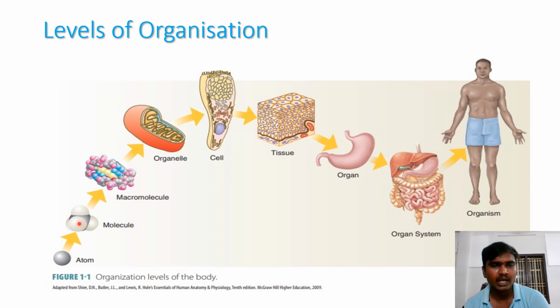And levels of organization. First, atoms form molecules. Molecules are converted into macromolecules, and these macromolecules form organelles. A number of organelles are present in the cells. A number of cells form tissues. A number of tissues form organs. A number of organs form organ systems, which finally make the organism.